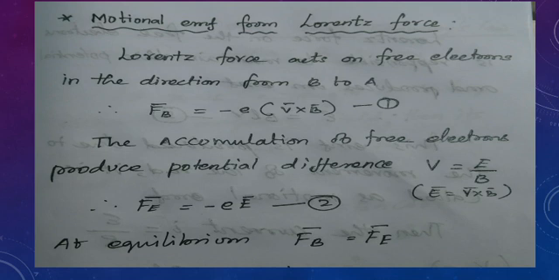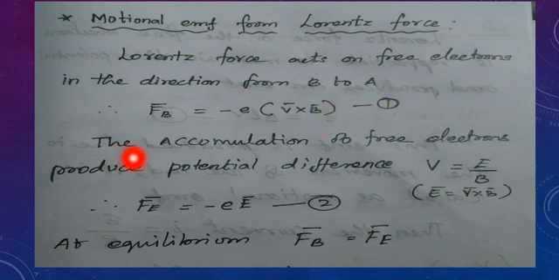When the conducting wire moves in a magnetic field, it experiences the Lorentz force. Inside that conducting wire, free electrons are present, moving in the direction B to A. Therefore, the magnetic Lorentz force is F_B equal to minus e into v into B, where v is velocity and B is the magnetic field. This is equation number 1.